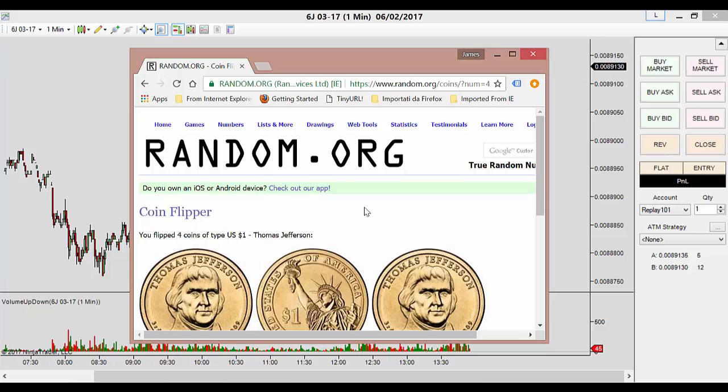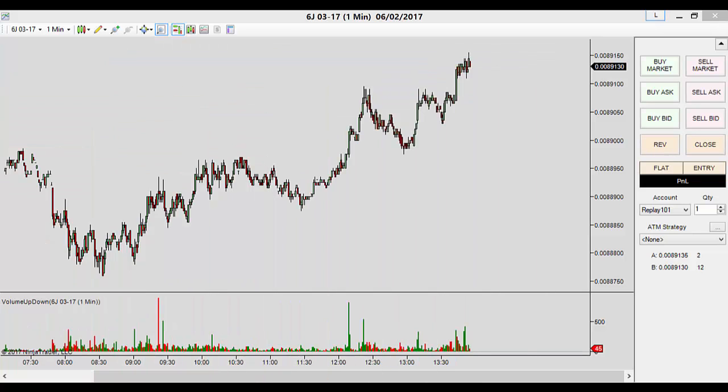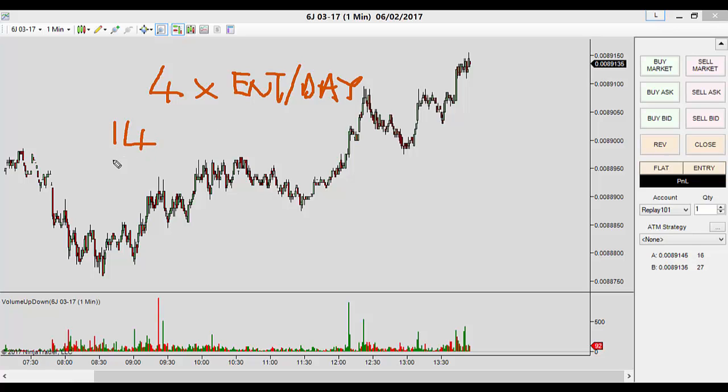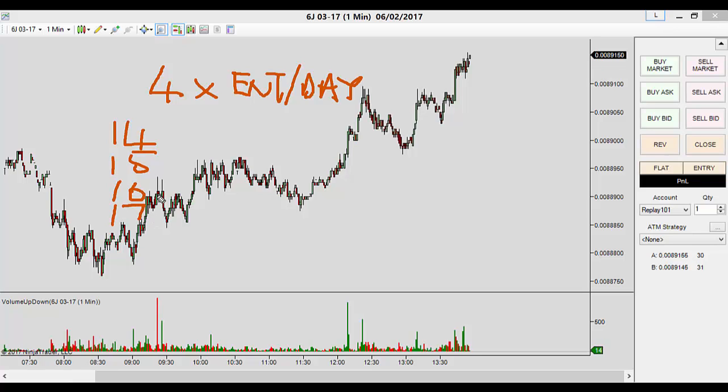So I've chosen Thomas Jefferson, and let me just write out the rules here on the screen. We're going to have 4 entries per day, and we are going to do those entries at 2 o'clock, 3 o'clock, 4 o'clock, and 5 o'clock. That's because those are the most liquid times of the Japanese yen market, or at least those 4 hours occur within the liquid times. So 1 entry at 2, 1 at 3, 1 at 4, and 1 at 5 here in Central European time. And we're going to do a 7.5 tick stop and a 15 tick target.